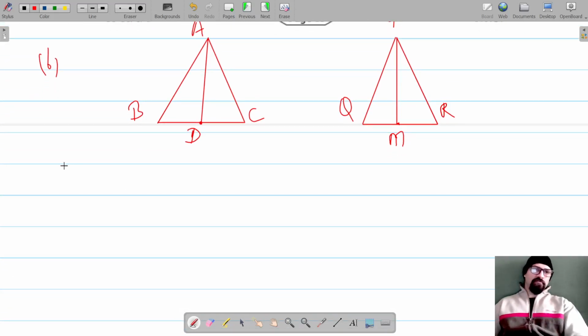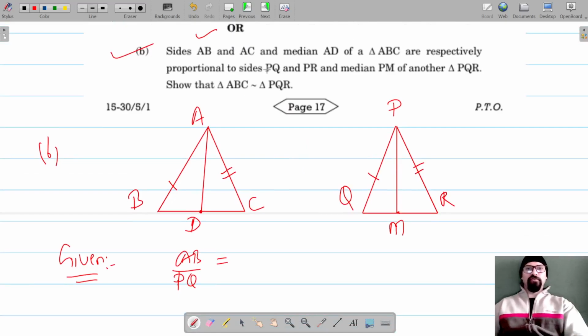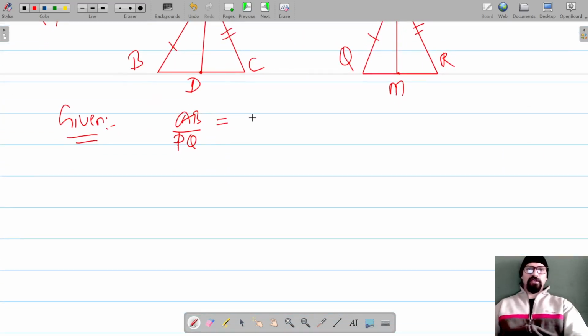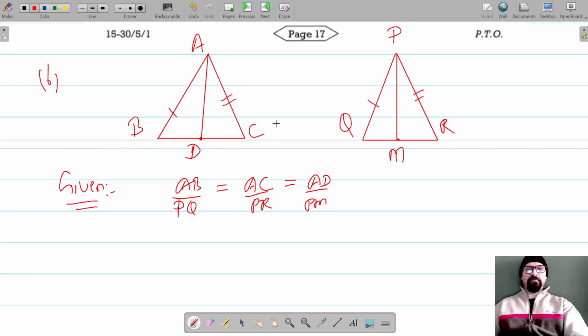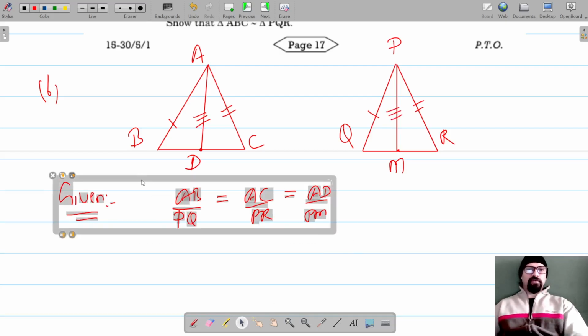Okay, let's write down what is given to us. It's given that AB is in proportion with PQ and AC is in proportion with PR, and the median AD is in proportion with the median PM. Okay, so this is given to us.